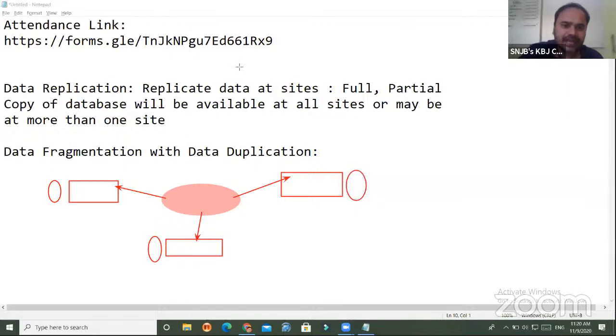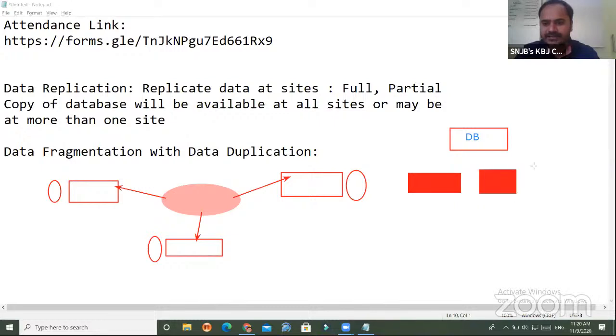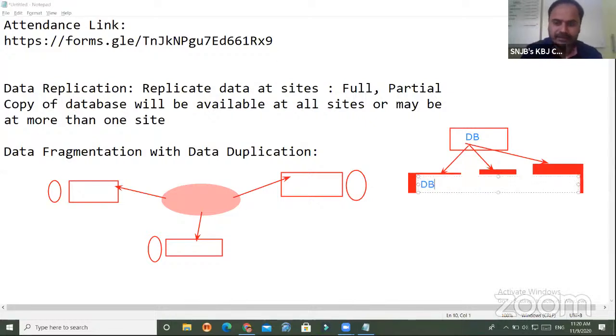Now here the concept is that suppose I have a database, let's say known as DB. Now this DB is fragmented into different parts. So I'm simply drawing its parts, that this is 1, this is 2, and this is 3. These 3 parts are there of database DB. So this is part 1, this is part 2, and this is part 3. And I'm simply writing down here, this part is known as DB1.